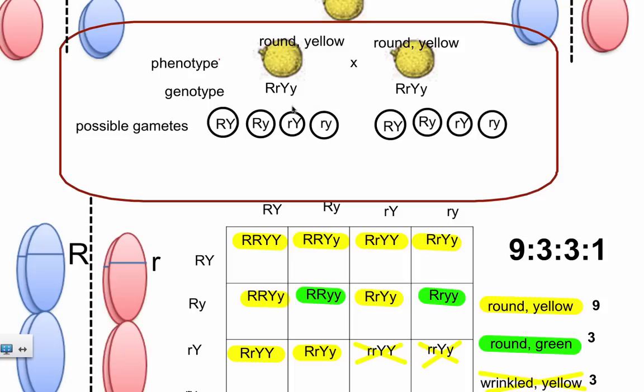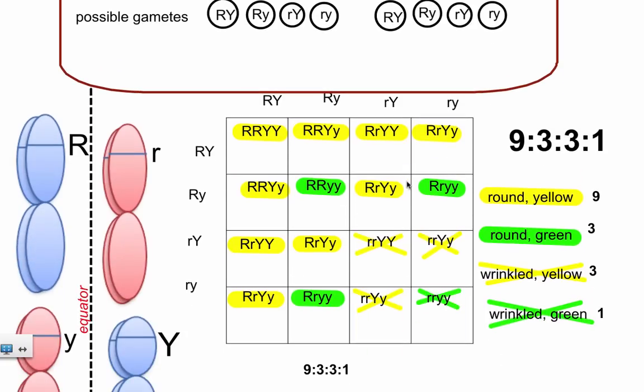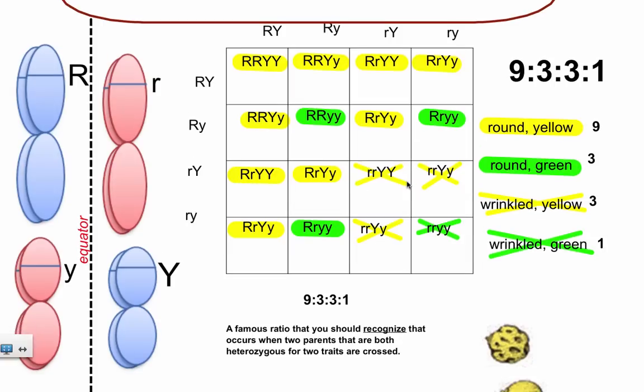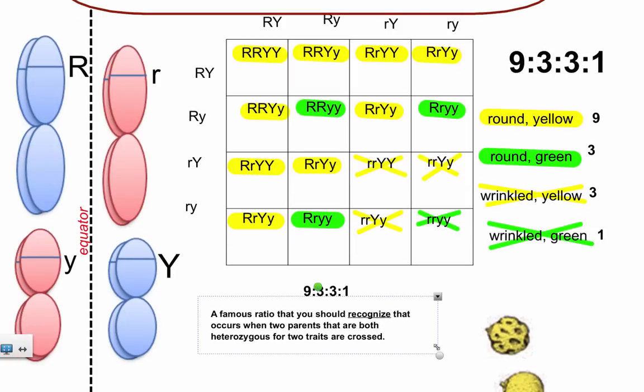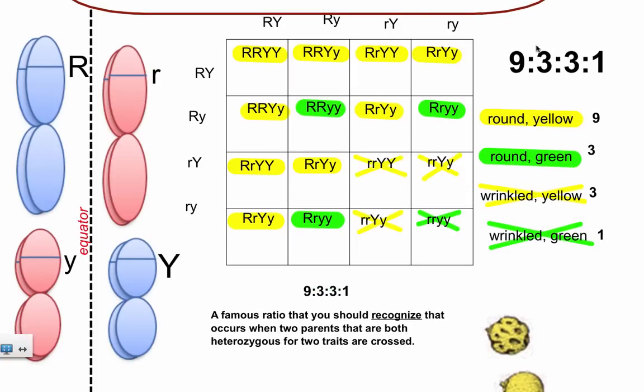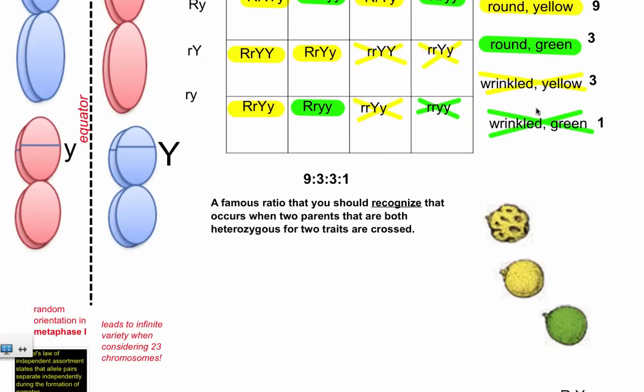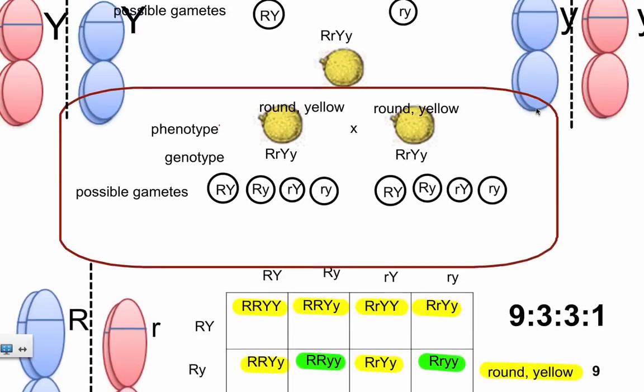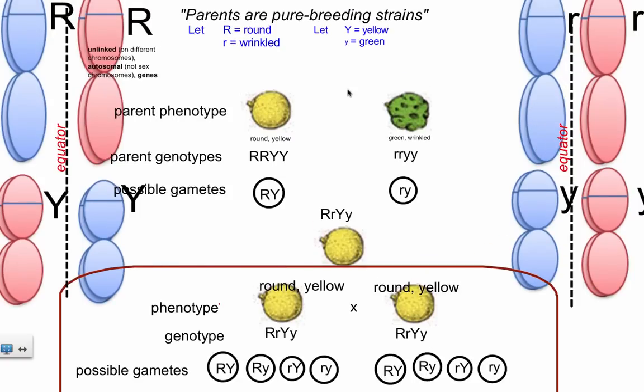Doesn't matter what letters you use, big A, little a, big B, little b, big A, little a, big B, little b, you will end up with this situation 9 to 3 to 3 to 1. So you should definitely take note of that and always recognize 9 to 3 to 3 to 1. Now, a few other things that I wanted to point out. We're going to learn about gene linkage in a later video.